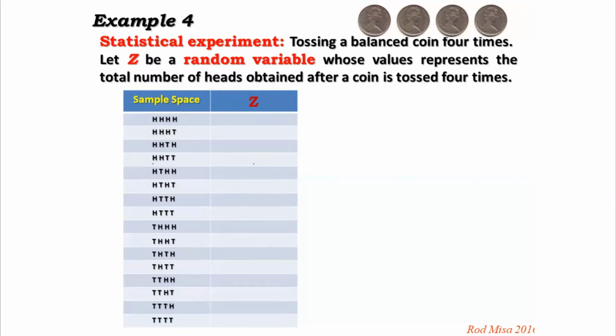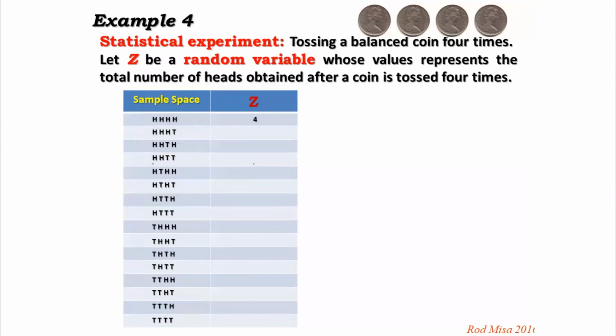And maybe you will ask the question, how will you list down all possible outcomes? And you can do that by drawing a tree diagram. So our first outcome is having a value of 4 in our random variable, because we have here 4 heads as an outcome.